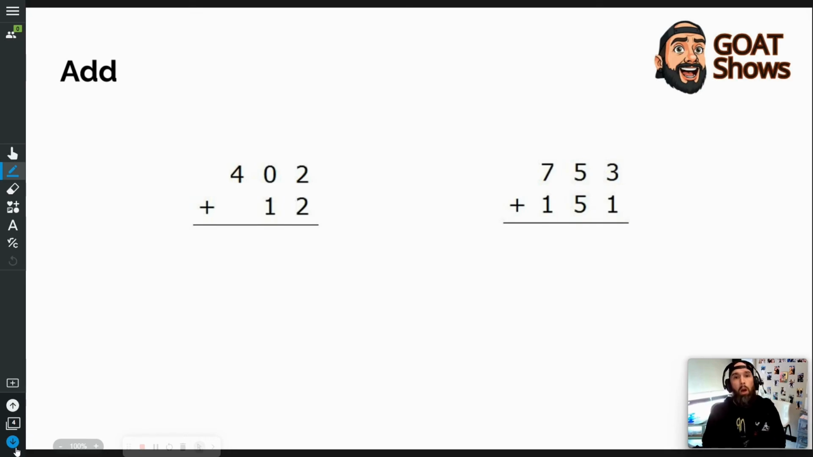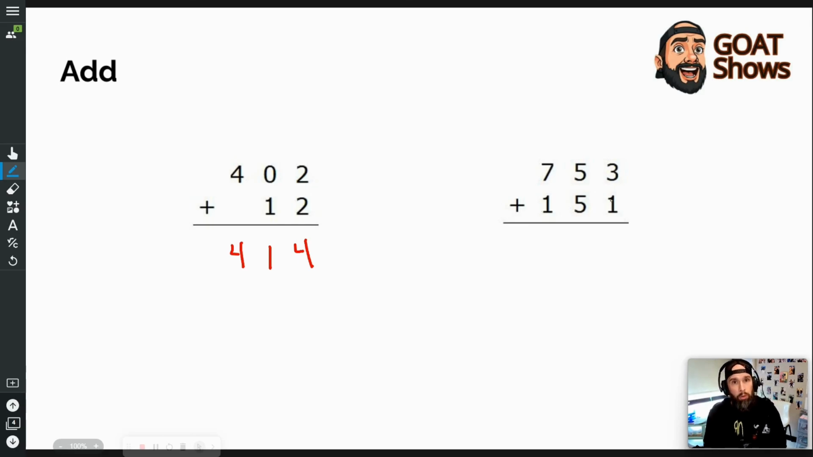Now we're going to do 2 per slide, per page, whatever you want to call it. 402 plus 12. Again, we start all the way to the right and add them up. If it's bigger than 10, you carry over a number and then add everything. 2 plus 2 is 4. Nice and easy. 0 plus 1 is 1. 4 plus nothing is 4. So 402 plus 12 is 414. Easy peasy, lemon squeezy.